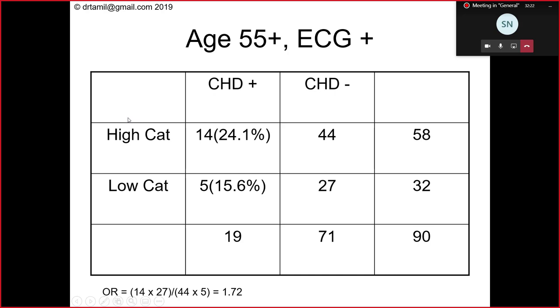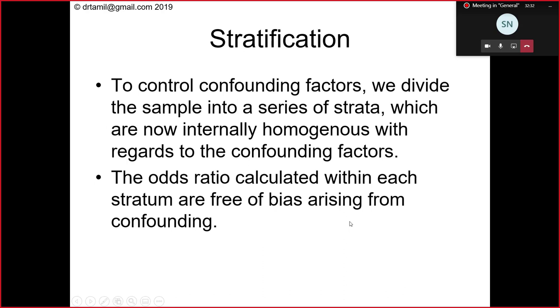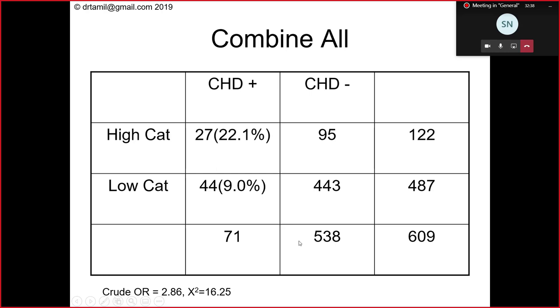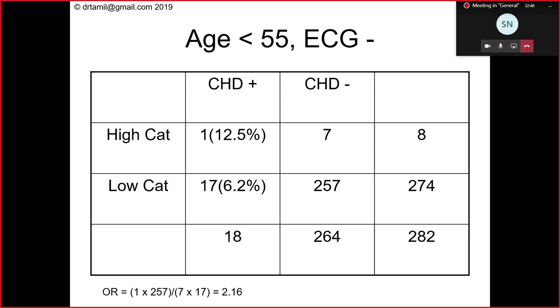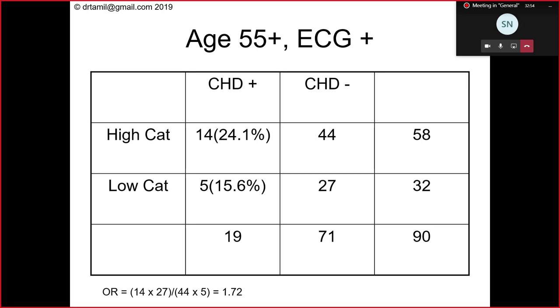But now we also have the contribution of the high catecholamine. So this one ends up with an odds ratio of 1.72. But right now, if you look back at the start, our odds ratio is fantastic, 2.86. But when you go by the stratified level, it is lower: 2.16, 1.59, 2.14, 1.72. So somehow, age and ECG had an effect on the coronary heart disease besides the high catecholamine contribution.